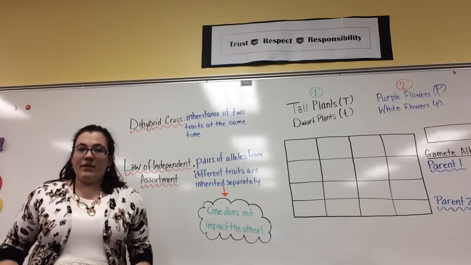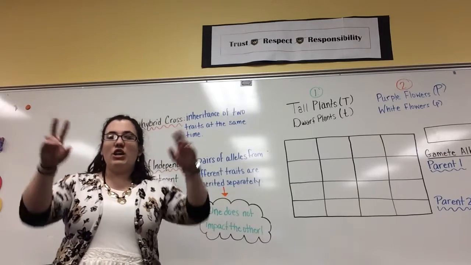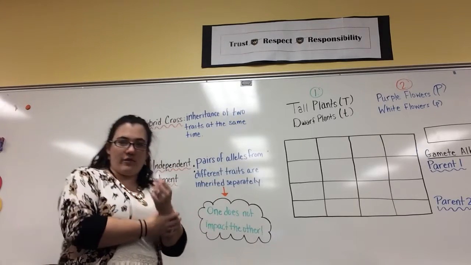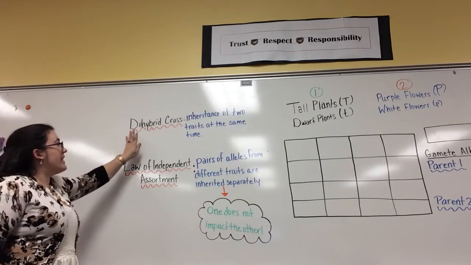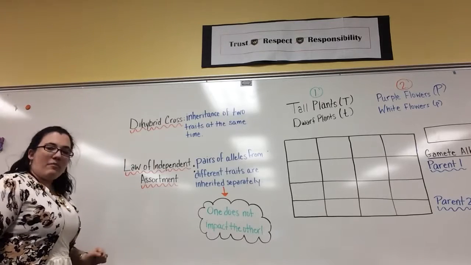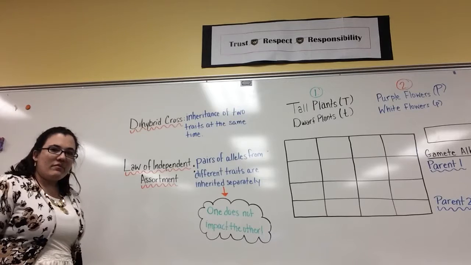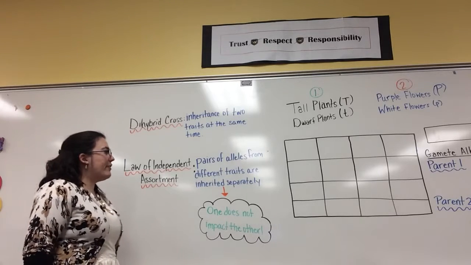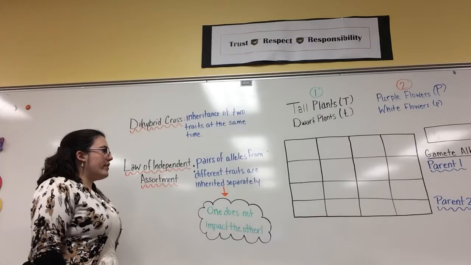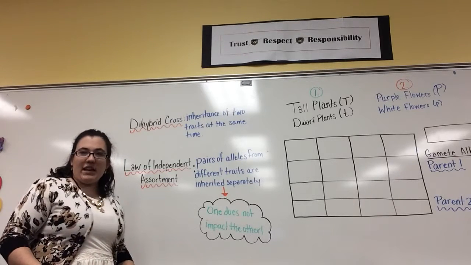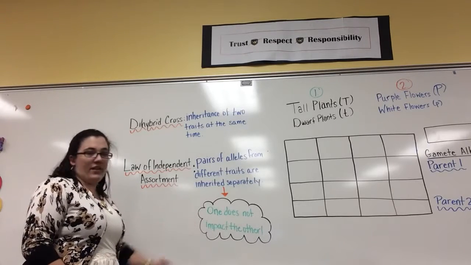passed together. So Mendel decided he was going to test and see what would happen if you had two traits being passed from parent to offspring. That's what you're doing in these dihybrid crosses. So that brought up Mendel's law of independent assortment. He figured out that pairs of alleles from different traits are going to be inherited separately. So one does not impact the other.